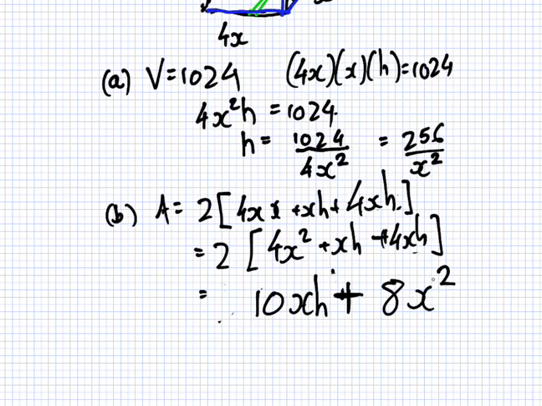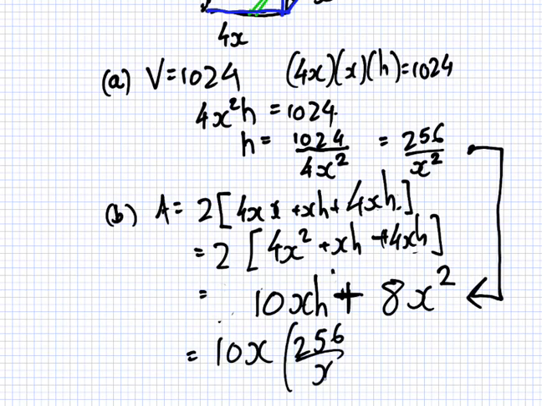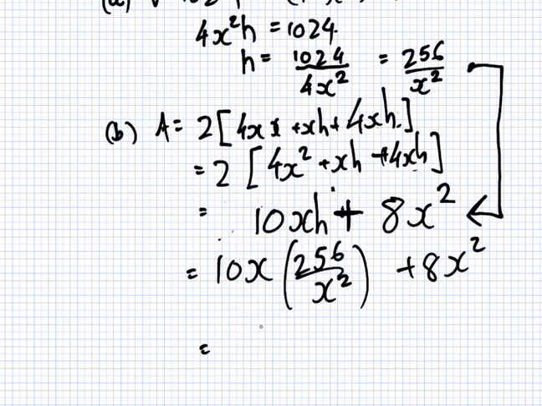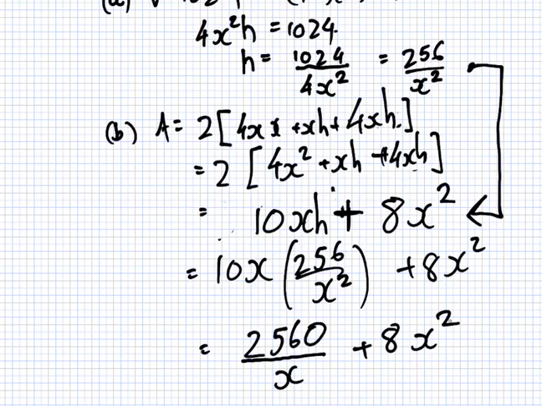Okay, that's the beep. We're not finished yet because they want it with only x, not h. If you see the question? So that's okay. I just take this answer and put it in for h. 10xh. One line to go. 2560 over x plus 8x squared. All right, so we've gotten the formula they wanted for area.